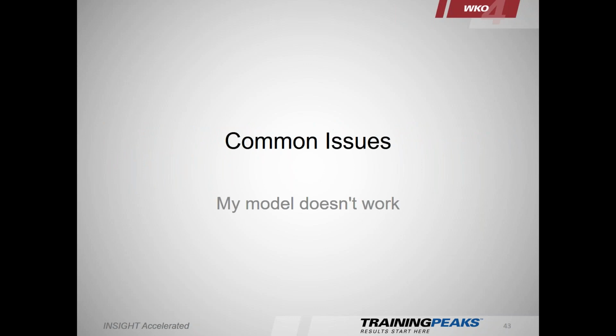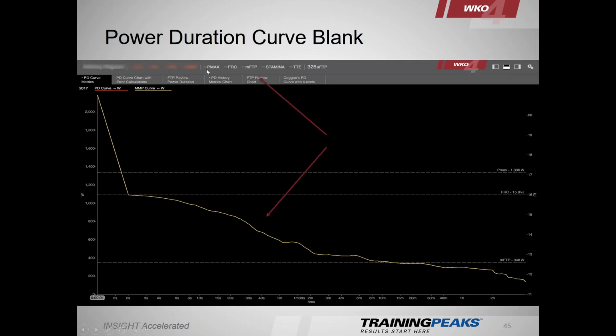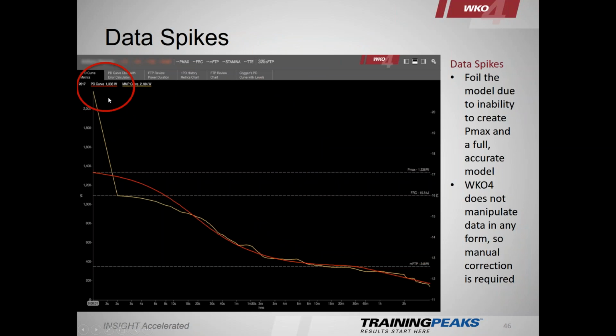Common issues with the model, right? Just to tackle this up front. Simplest one: my PDC won't calculate, my power duration curve won't calculate, and has dashes in my hero bar. It'll look like this, right? Dash, dash, dash, dash. And if you look at your mean maximal power, there's no red curve here, and it typically has one of these. This is a power spike. The simplest answer is fix the power spike.